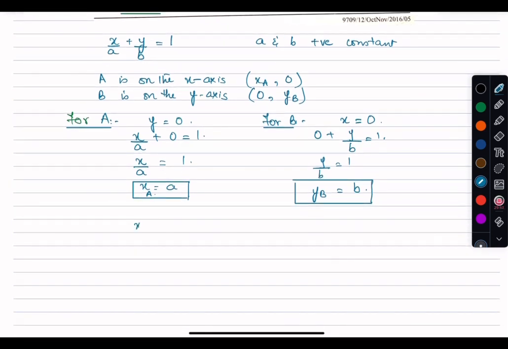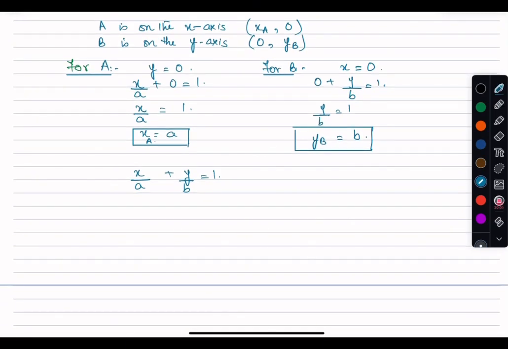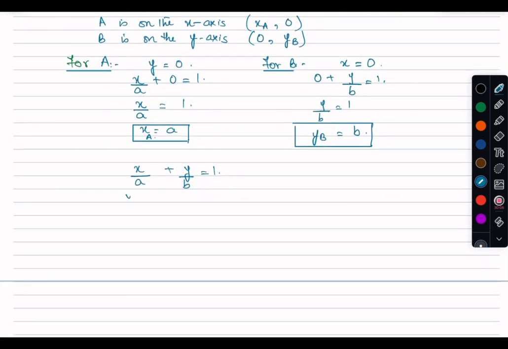And also, if I rearrange the equation x by a plus y by b equals 1, with the help of the information that we have, which said that a and b are positive constants, it's y by b equals negative x by a plus 1, or I can say that the line was actually having the gradient as negative b by a, x plus b here. So the gradient of the line is negative b by a also. So this is one information that we have.